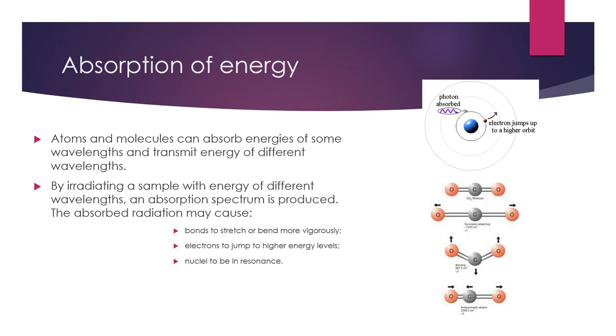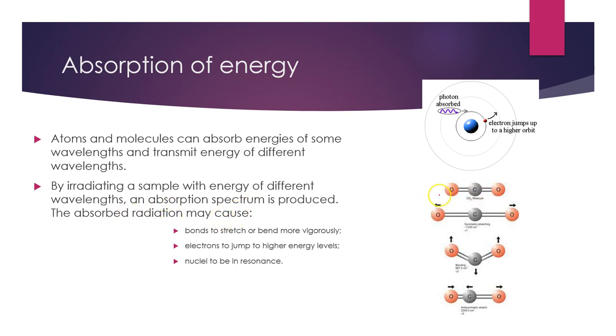All of this can occur, if you remember back to atomic structure, because atoms and molecules absorb energies of some wavelengths and transmit others. So they have discrete energy absorption depending on their electronic structure or the way that they are bonded together. By passing energy through the sample, so light of different wavelengths, we can produce an absorption spectrum. And you may remember this from our studies in flame colors and electron absorption earlier in the course back in ECP. So we get an absorption spectrum that is produced by the absorbed radiation.